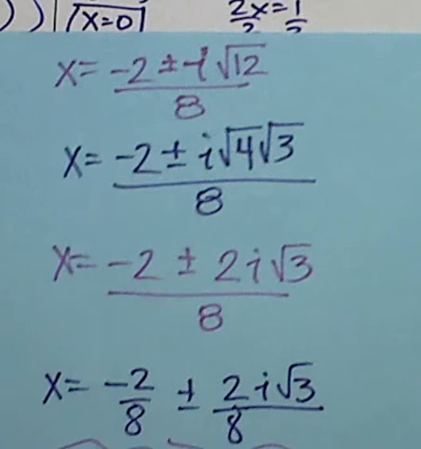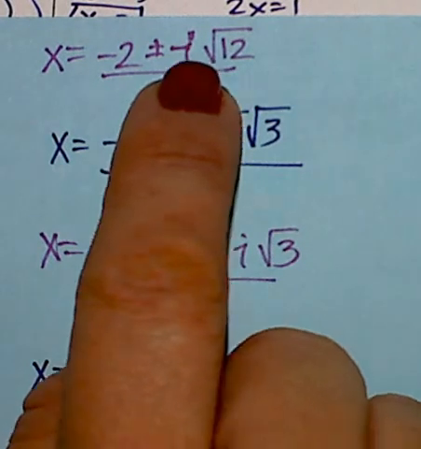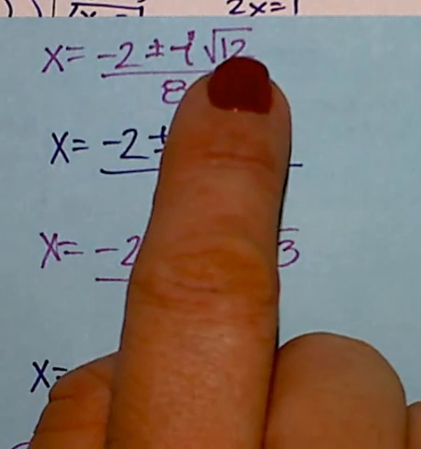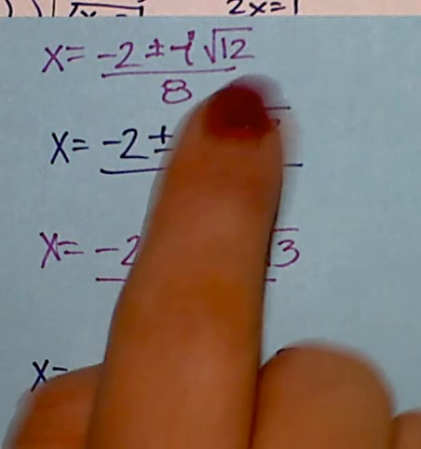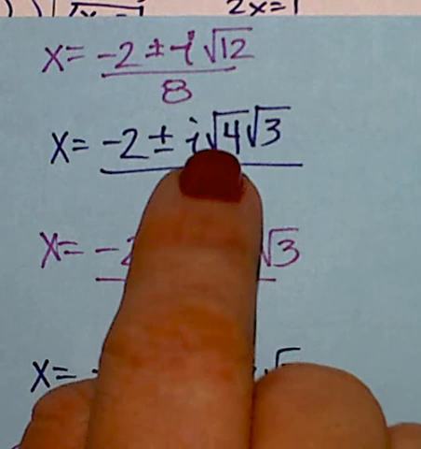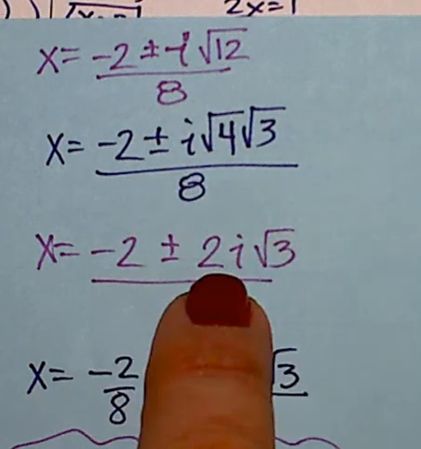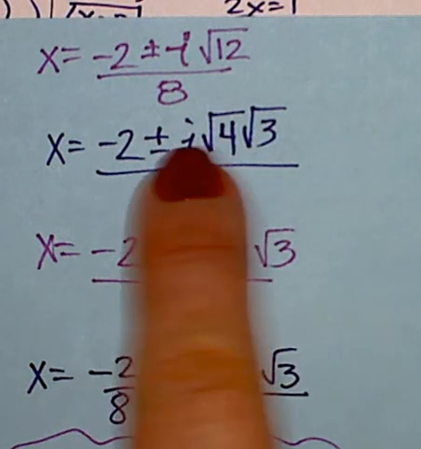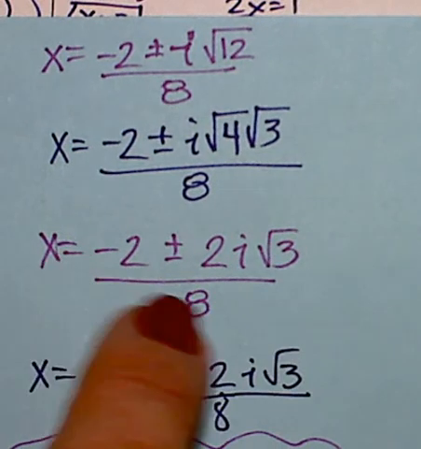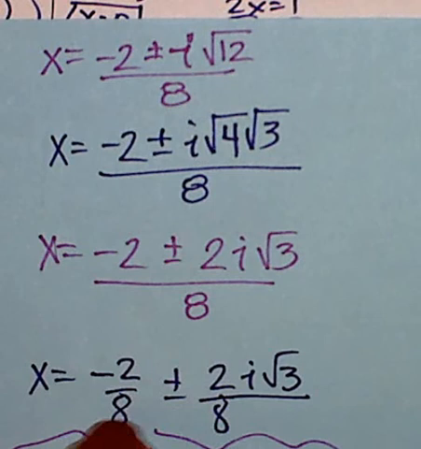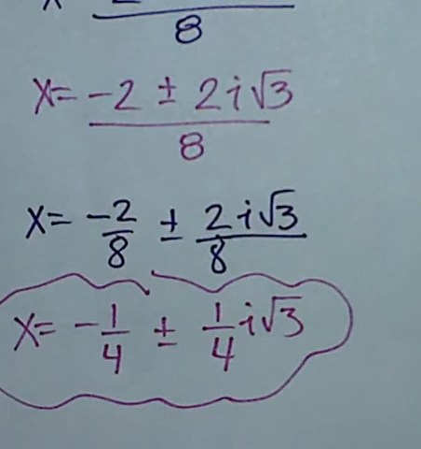So I took out the negative, it becomes an i. Now 12 can be broken down because the square root of 4, which is a perfect square, nicely divides into 12. This breaks down to 4 times 3. And the square root of 4 is 2. So this is 2i square root of 3. Now this 8, to simplify this, needs to be able to be shared with both negative 2 and positive 2. So I share it with both, and then I reduce the fractions.